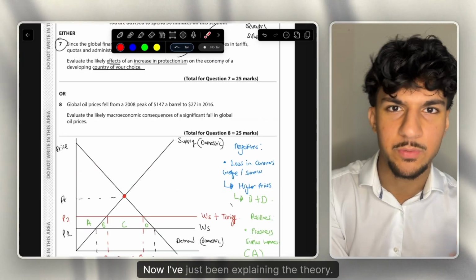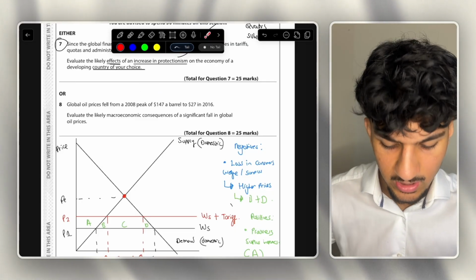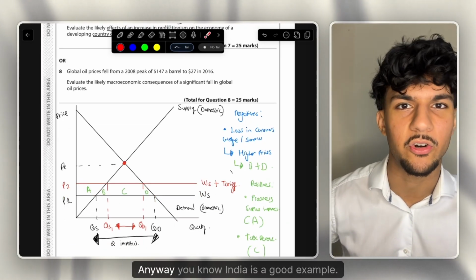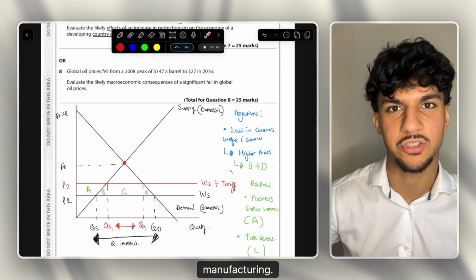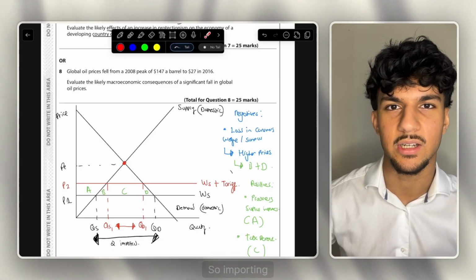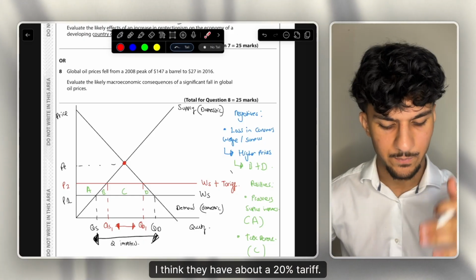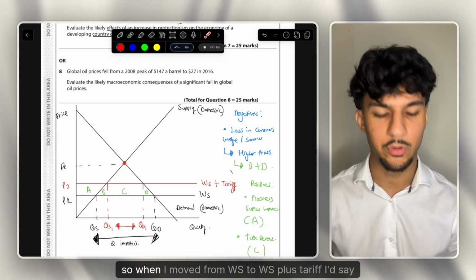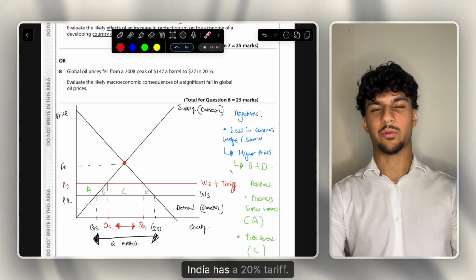Now, I've just been explaining the theory, but if I was writing the answer, I would also make sure to include an example of a country. Here, I would probably pick India, which is a good example. India has very high tariffs on electronics manufacturing, so importing phones, importing TVs. I think they have about a 20% tariff. So when I moved from WS to WS plus tariff, I'd say, for example, India has a 20% tariff.